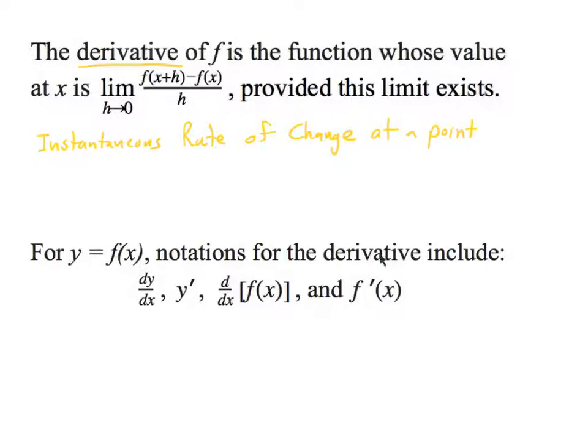Now, the derivative, if let's just say y and f of x are interchangeable, which you probably know already. The derivative, instantaneous rate of change, is written these 4 different ways. You have dy dx, which is also y prime, and you have d dx of f of x and f prime x. All right, those are the notations you're most commonly going to see when you talk about the derivative, or the instantaneous rate of change.